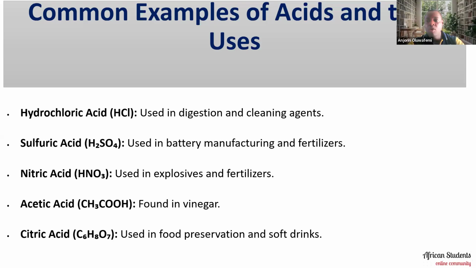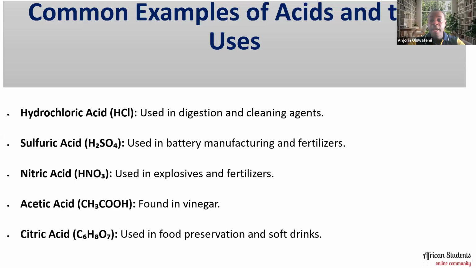Okay. Another common example of an acid that we can look at is nitric acid, that is HNO3. HNO3 is used in explosives. One of the components of explosives is HNO3, very explosive in nature. So it is used in explosives. It's also used in making fertilizers, you understand.